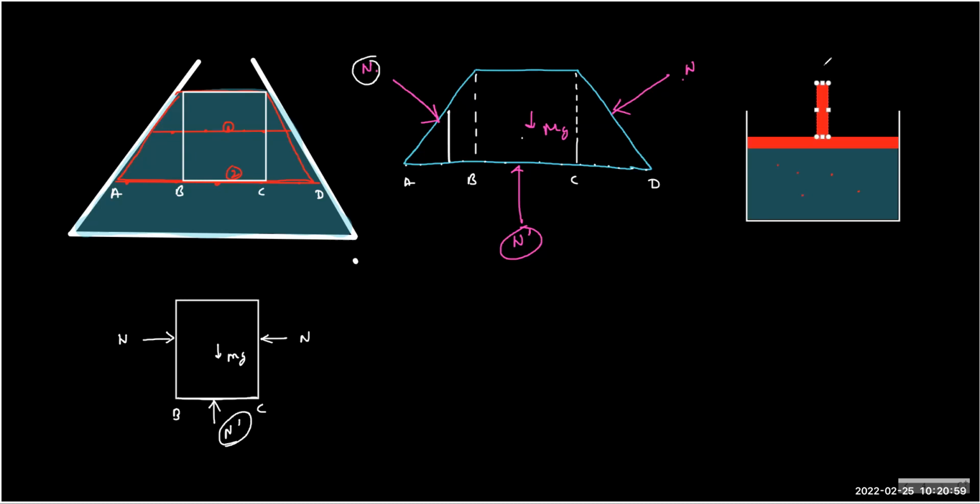So what happens if I press this piston? The pressure inside the liquid will be the same as due to gravity, or something more than gravity. So imagine there is no piston, then the pressure at this layer will be equal to the weight of this part, correct?